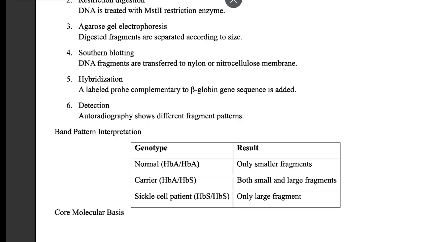Okay, if the person is normal, the gene is HBA type. If there is a mutated gene, it is HBS. And here in the recessive homozygous form, the person will definitely be infected from the disease.